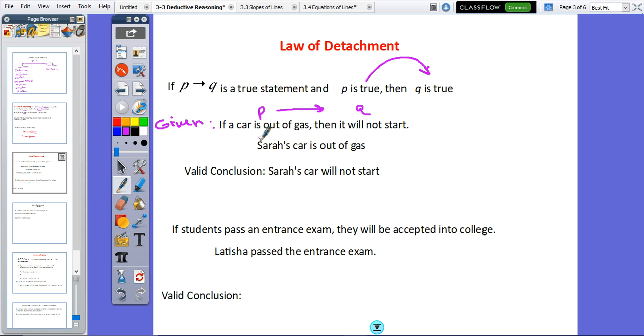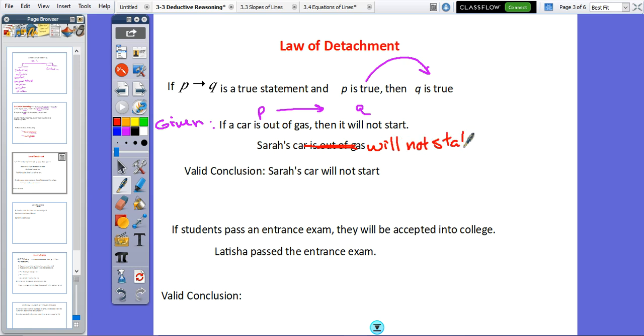So that's the given information. Somebody makes the statement, Sarah's car is out of gas. The only valid conclusion we can make is, since Sarah's car is out of gas, then Sarah's car will not start. That's a valid conclusion right there. Very good, very nice. Now, what could we consider an invalid statement? Let's say instead of saying Sarah's car is out of gas, they say Sarah's car will not start.